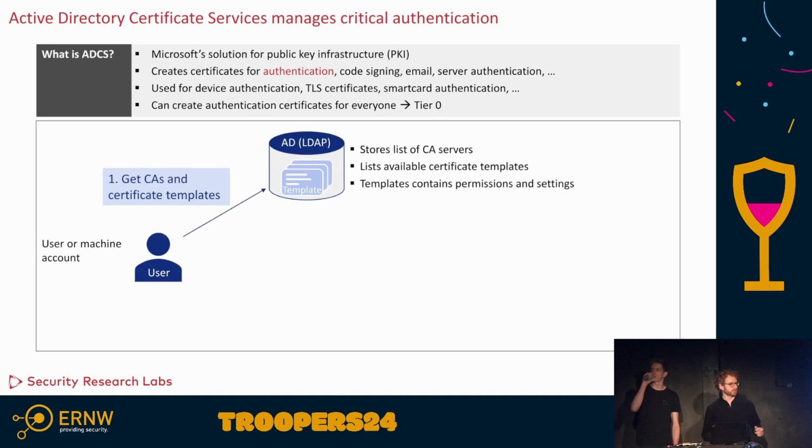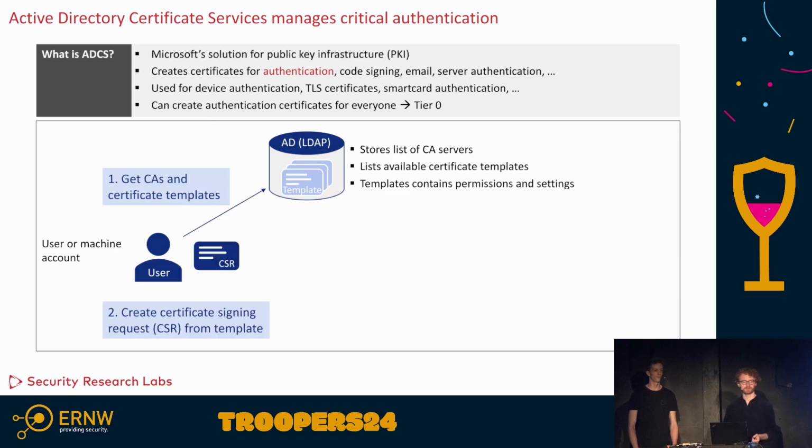How does the process work to get an authentication certificate? So the available templates for certificates are published in Active Directory. They list a few properties, they also include the permissions, who can enroll in a certain template, and users can query Active Directory to get a list of certificate authorities and supported certificate templates.